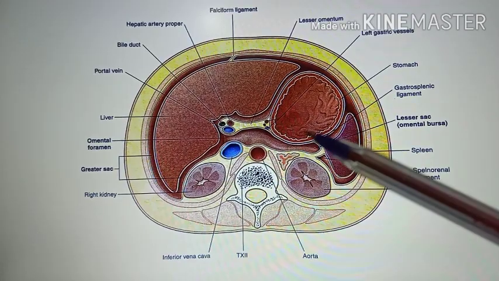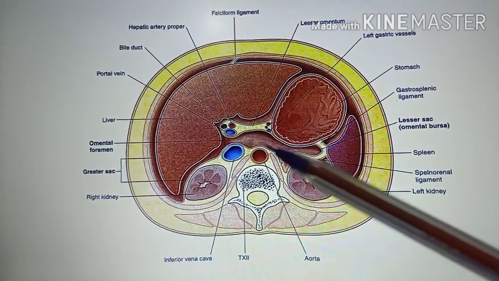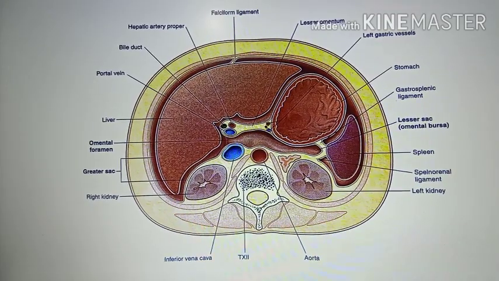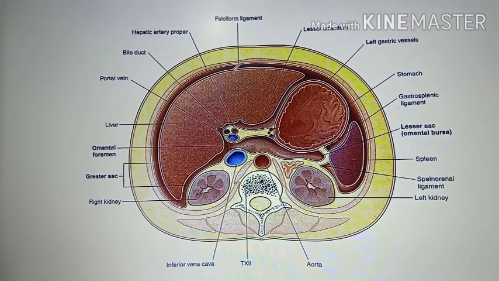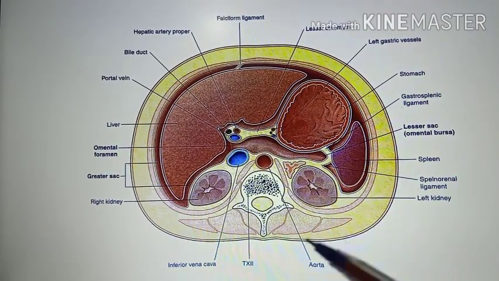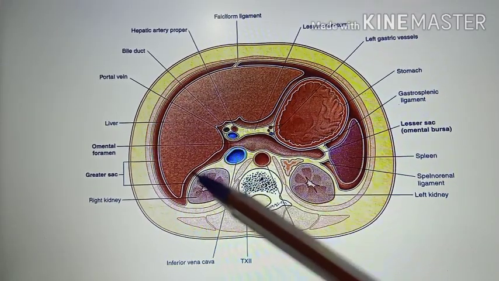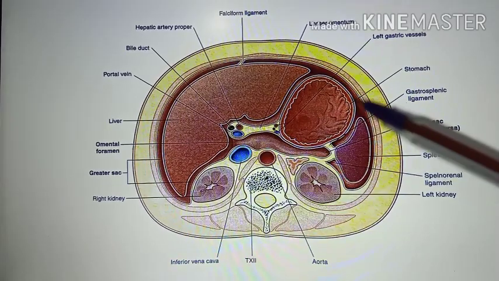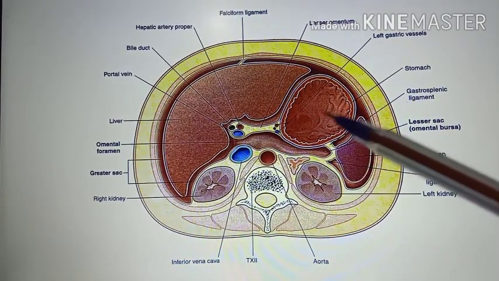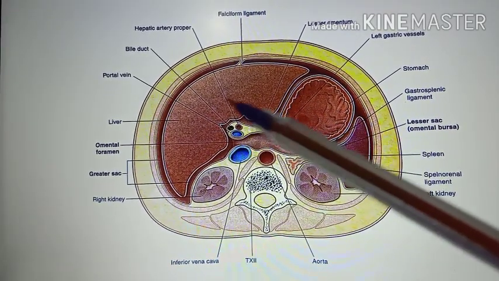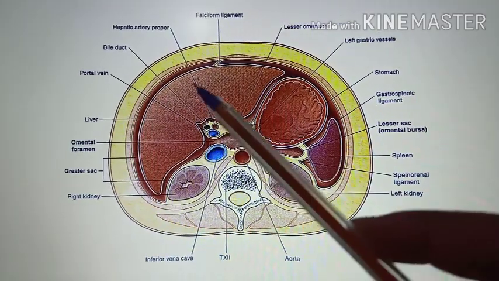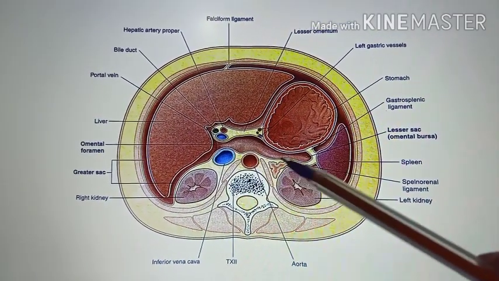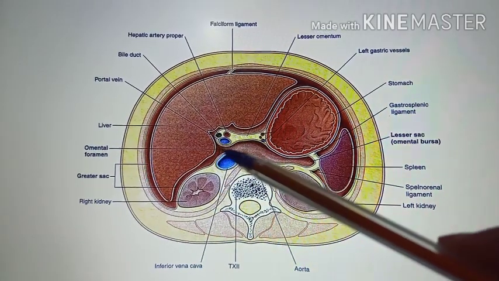Coming to this lesser sac, it is the smaller compartment of the peritoneal cavity. It is a diverticulum from the greater sac, and it lies behind the stomach, liver as well as the lesser omentum. This greater sac and this lesser sac both are communicating with each other.